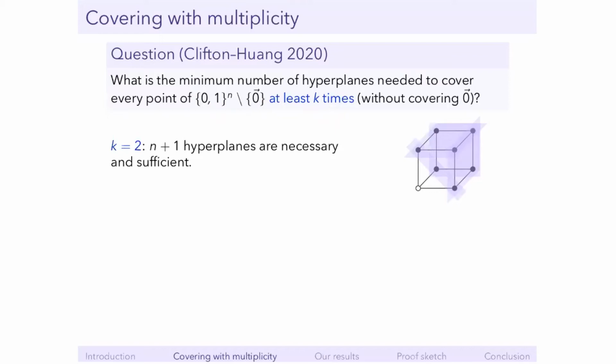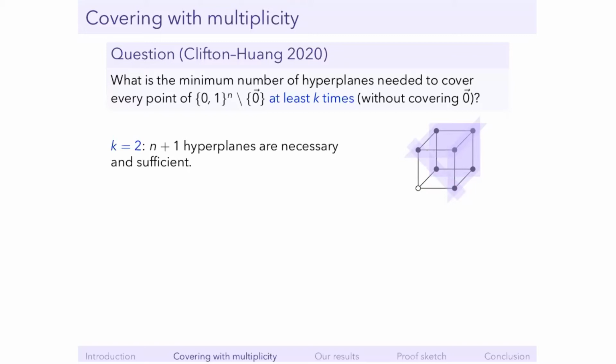As a simple example, you can easily convince yourself that if k equals 2, then n plus 1 is the minimum. It's necessary and sufficient. To see that it's sufficient, you can just do this picture. Here I've taken the hyperplanes x1 equals 1, x2 equals 1, x3 equals 1, and so on. So that's n of them. That covers every point except for the origin. And actually, it covers every point at least twice except for the points of Hamming weight 1. For those points, I can just take one additional hyperplane, which is the sum of the coordinates equals 1. And that does it with n plus 1 hyperplanes.